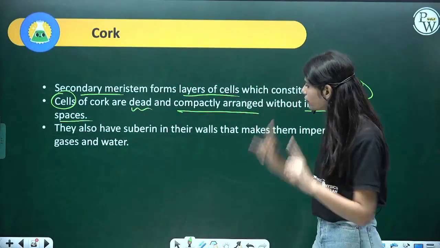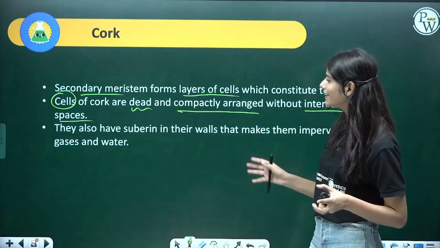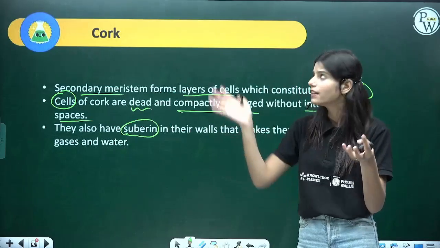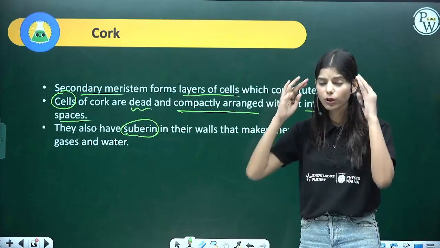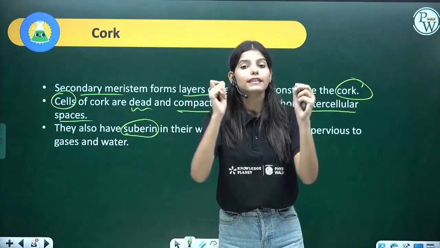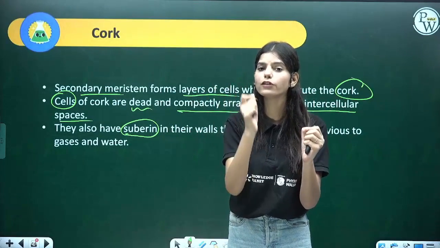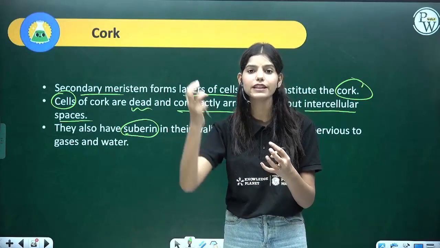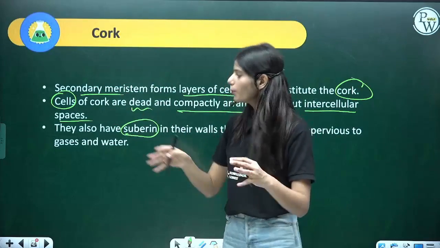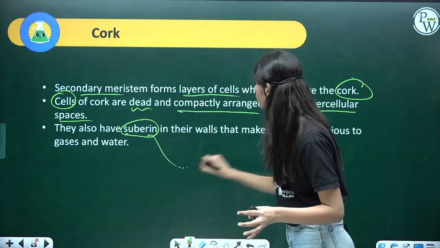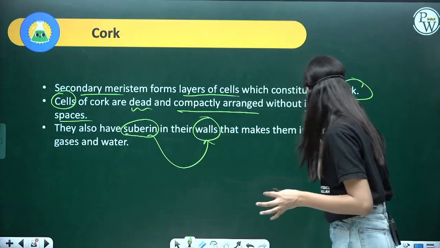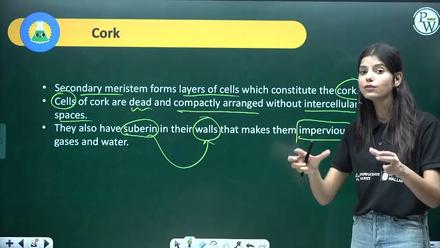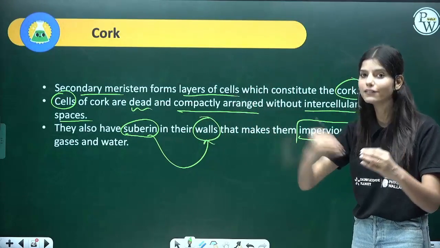Also, if we talk about their walls, they have suberin in their walls, and this suberin makes the cork impervious to gases. Now what do we mean by impervious to gases? The suberin present in the walls of the cork cells does not allow gases and water to pass through. Due to this, the cells are impervious to gases and water. That is, the cells will not allow gases and water to pass through them.